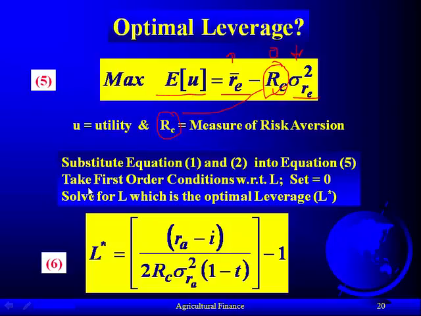Now, we're not going to go through all the arithmetic of this, but basically what we're going to do is substitute equation 1 that you have in your notes for the rate of return on equity. And we're going to take equation 2 and substitute that in for the variance of the rate of return on equity. Both equation 1 and 2 are part of your notes. Then we're going to take the first order conditions of that function with respect to leverage.